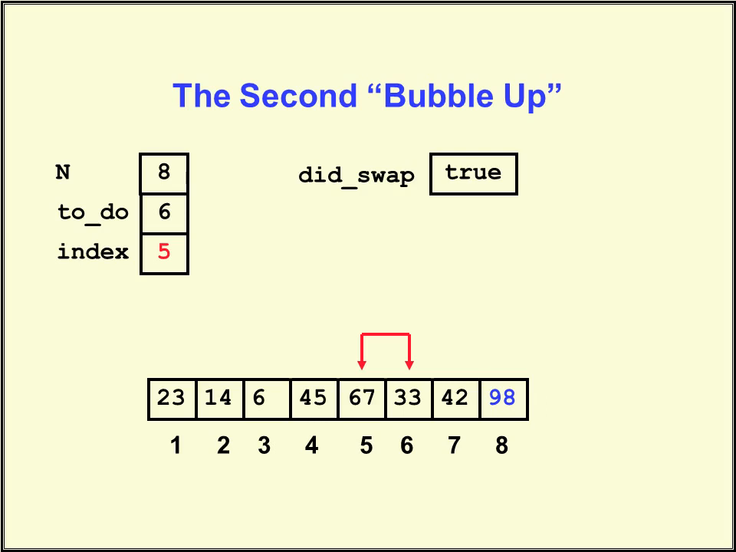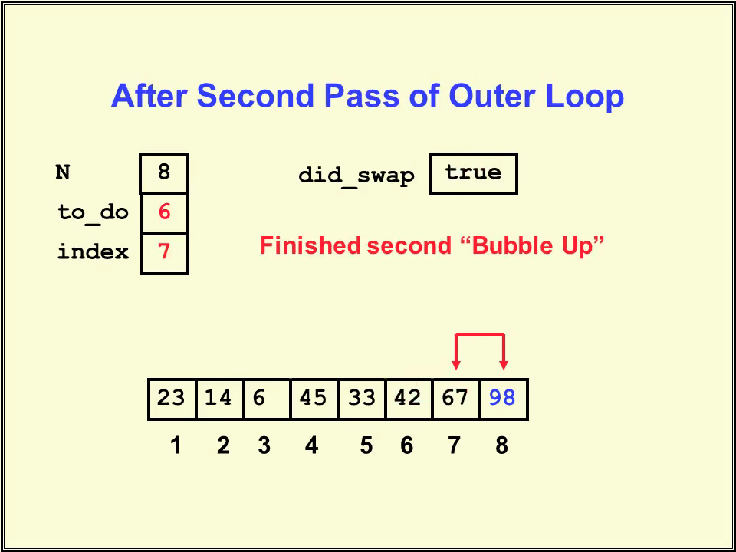67 is greater than 33, so swapping will occur, and the index values of 33 and 67 will be changed. After that we go to the sixth index value, that is 67. 67 is greater than 42, so swapping will occur, and the index values of 42 and 67 will be changed. 98 is already at its correct position, so the second pass will be finished.